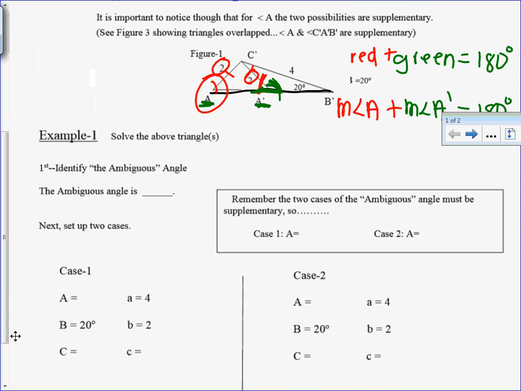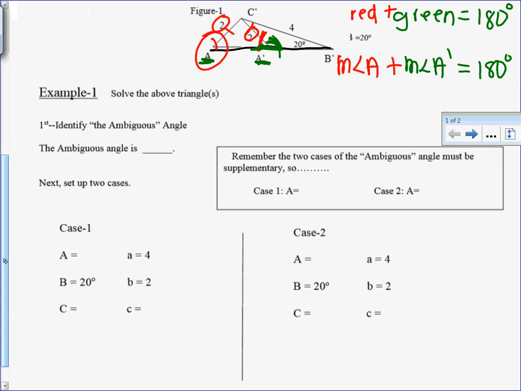So in example 1, it says solve the above triangles. The first thing you need to do is identify the ambiguous angle. If you look at the information that we're given here, which is the same from the picture above, the ambiguous angle was the angle that we had multiple letters for. So we have two A's up here, which means our ambiguous angle is A.